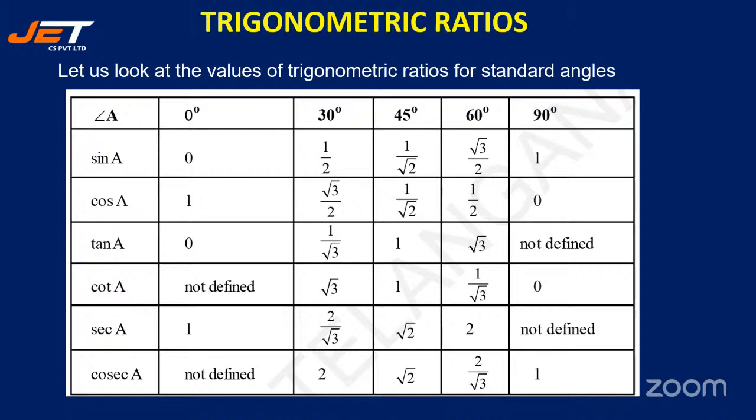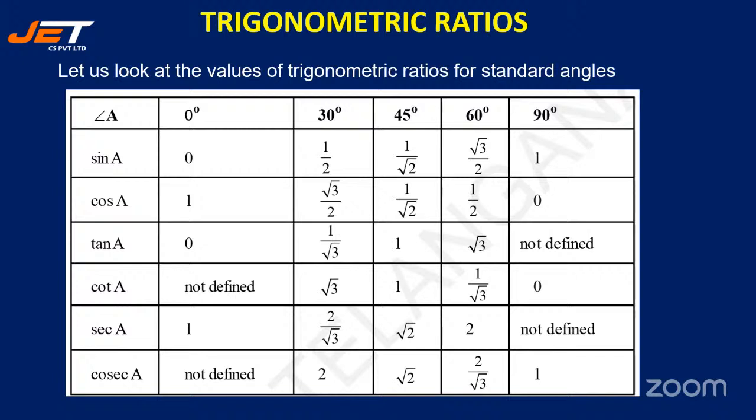The thing is, you need to remember any one, that is sine theta. All others we can easily say. Just quickly see. Sine 0 is 0. Sine 30 is 1 by 2. Sine 45 is 1 by root 2. Sine 60 is root 3 by 2. Sine 90 is 1. So just take the reverse: 1 comes first, root 3 by 2, 1 by root 2, half, 0.